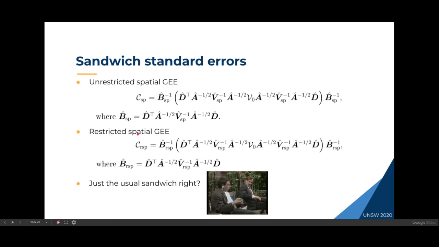In the restricted spatial GEE, same deal. You can still form the sandwich covariance matrix and get your standard errors that way. You have the bread, you have the meat, and then you have the bread again, using the estimates from the restricted spatial GEE. The only change is that you go from a VSP to a VRSP. And based on these two things, you can rock and roll with your standard errors. So really, it's just a usual sandwich, right?